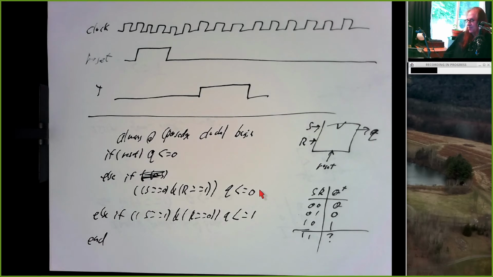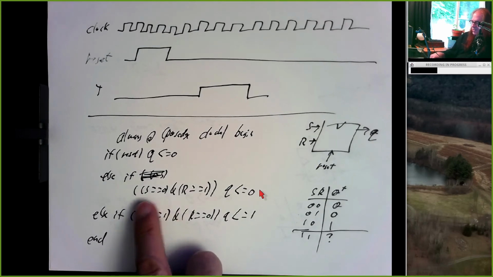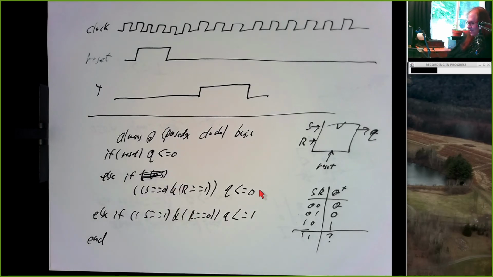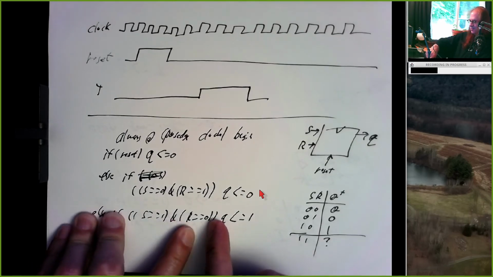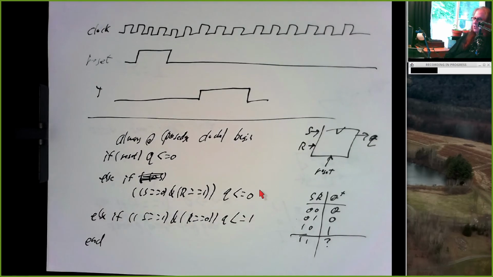But again, you can experiment with this, right? Do I have to say S equals 0, or could I just say if tilde S? If tilde S ampersand R. If S ampersand tilde R. Do I need parentheses? I don't know. Experiment, right? What if I don't put these parentheses here? Does the equality take precedence over the ampersand?